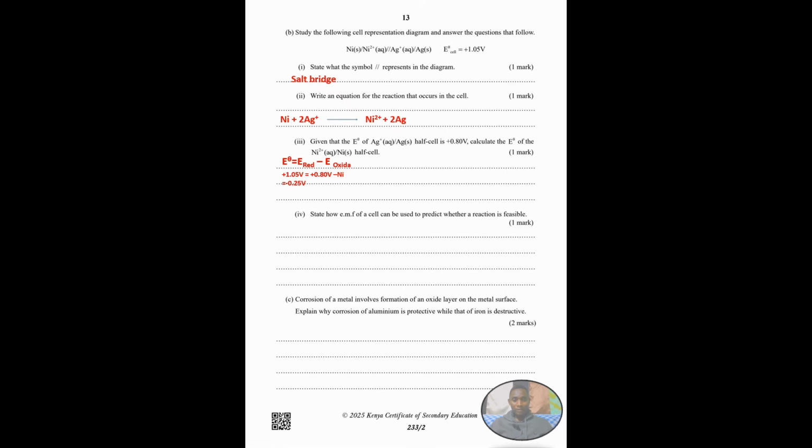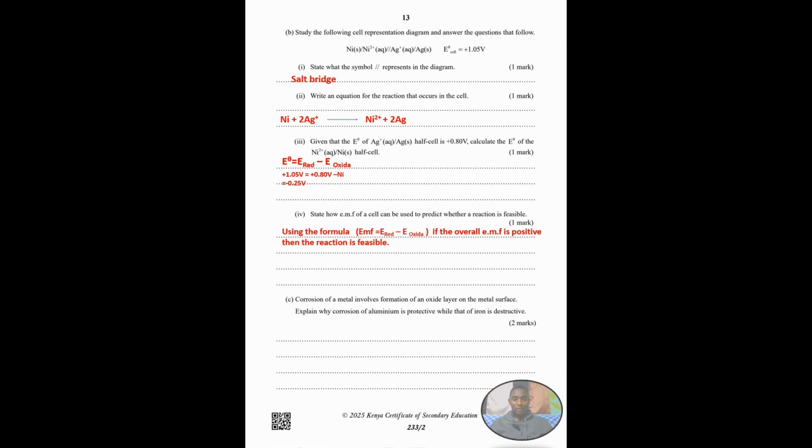Moving to the next question. State how the EMF of a cell can be used to predict whether a reaction is feasible. So how do we do this? We always use the formula EMF equals E reduction minus E oxidation. And once I do that, if the overall EMF is positive, then the reaction is feasible. So that is how we do it.